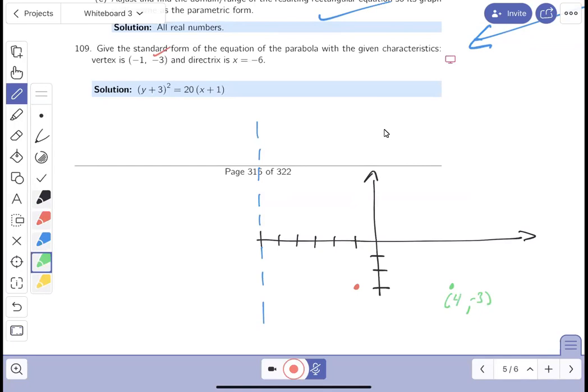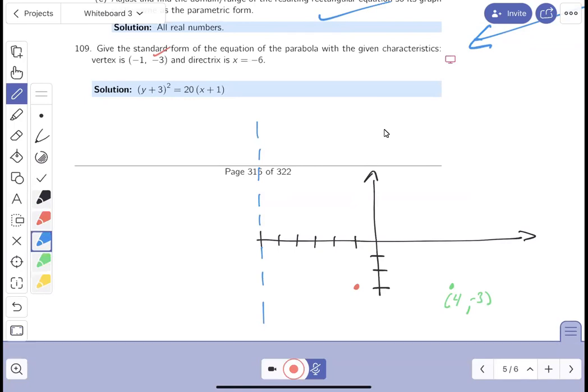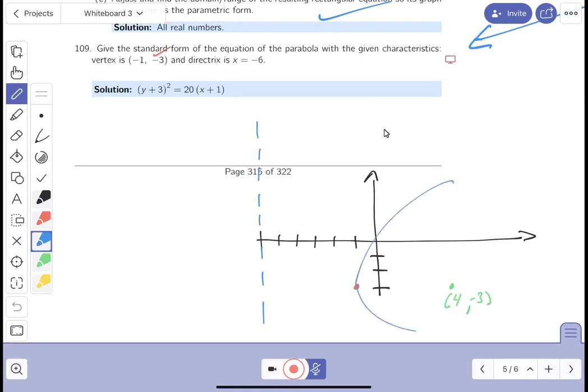Well, I guess I should draw that in for you, right? I'm going to say something like this over here. I'm not doing a great job. And that's what my parabola looks like. So let's write this down.